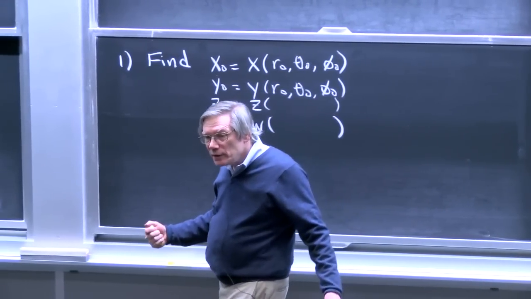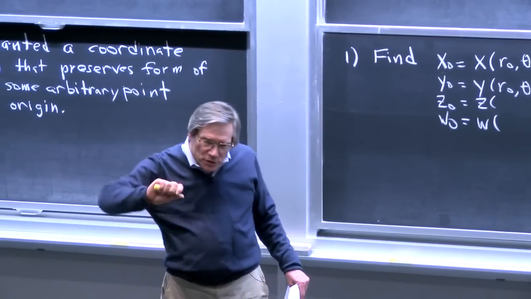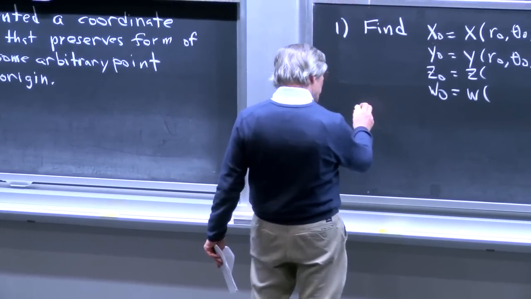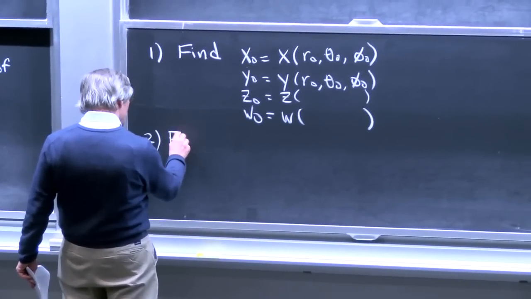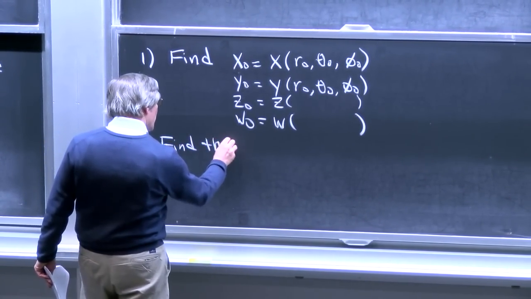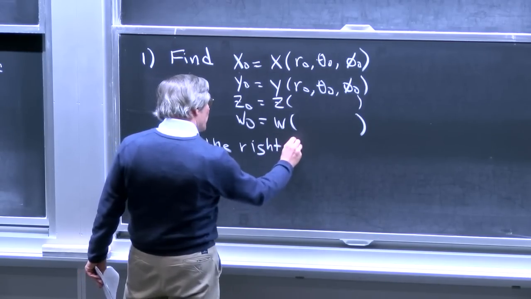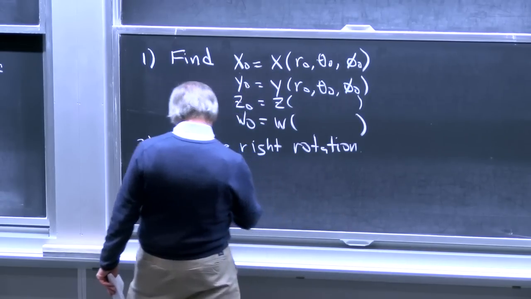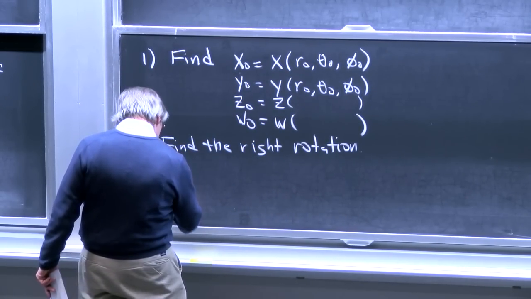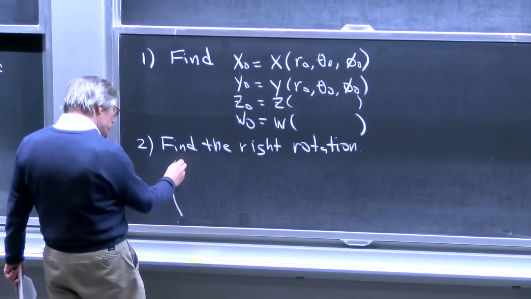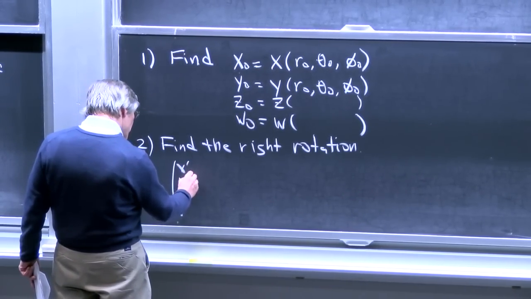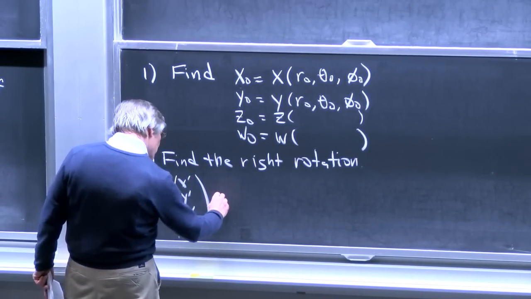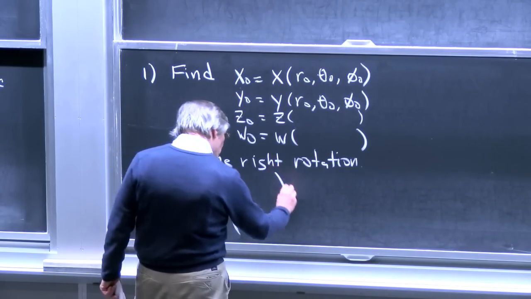So we can do that. We can find a rotation that does that. It's not even unique, because you can always rotate about the final axis. But in any case, we imagine that we can do that. And that's step 2, is to find the right rotation. And a general rotation is a linear transformation. So you could write it as x prime, y prime, z prime, w prime as a 4 vector is equal to some 4 by 4 rotation matrix.